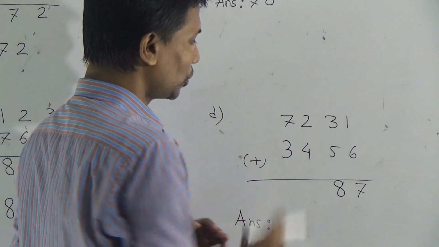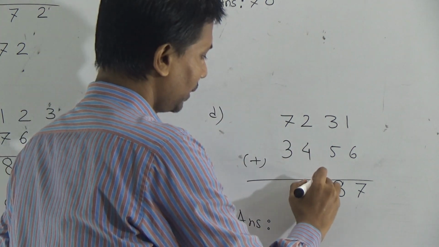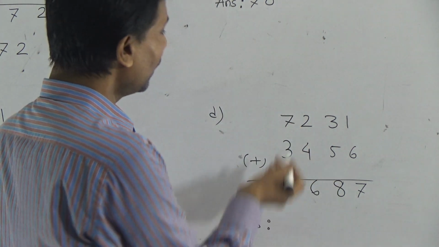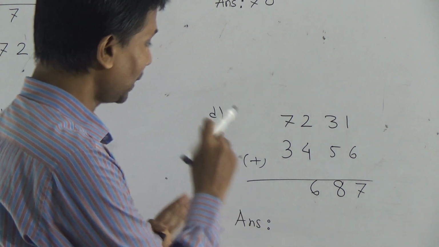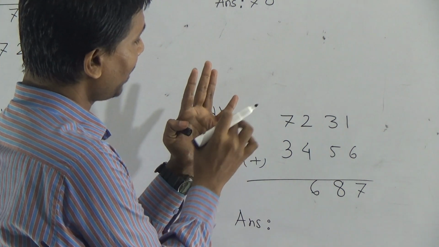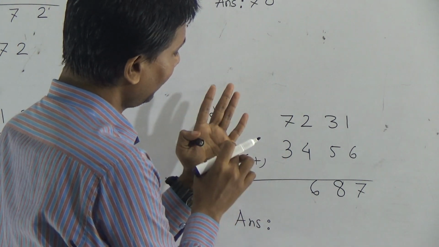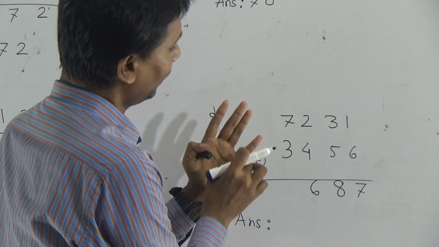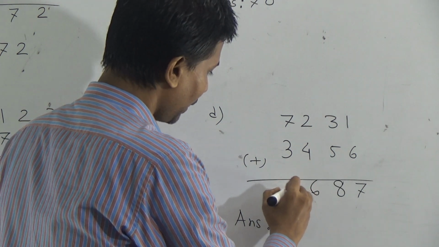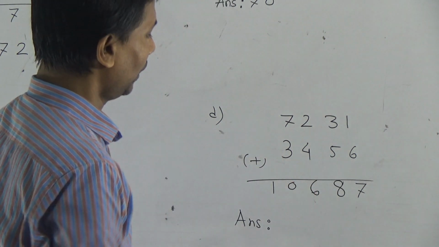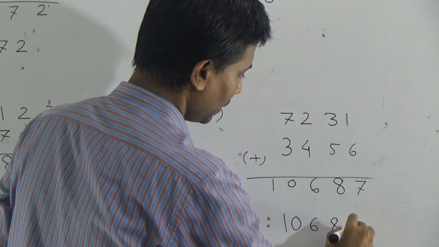Again, 4 plus 2. You count on your fingers: 4, 5, 6. That means you write 6 here. Then 7 plus 3 or 3 plus 7, the same meaning. You count starting from here. You see this is 3: 1, 2, 3. So 7 plus 3: 7, 8, 9, 10. There is no number here, so you write 10. Then write the answer 1, 0, 6, 8, 7.